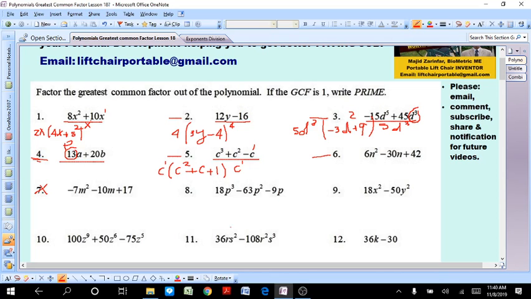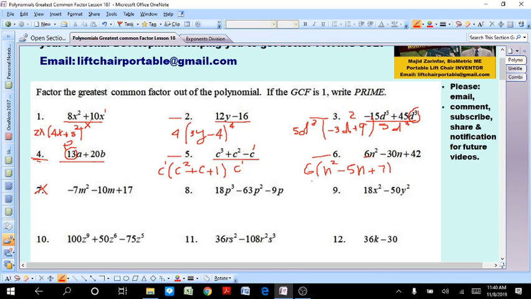The only factor here is 6, right? I can factor out the 6. If I factor out the 6, the remainder of the expression would be n squared. Negative 30 divided by 6 is a negative 5n. And 42 divided by 6 is 7.